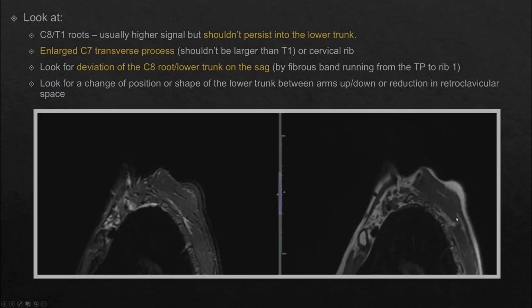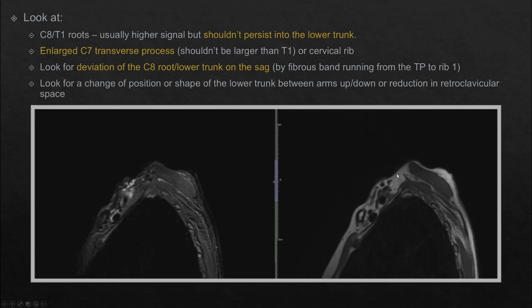On the next image, you can see that the transverse process is now gone, but the lower trunk is still abnormal in signal and enlarged. And on the last image, you can see that the lower trunk still has abnormal signal, but is the same size as the upper and middle trunks. And this patient had the same findings bilaterally.